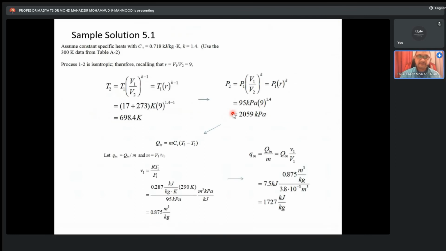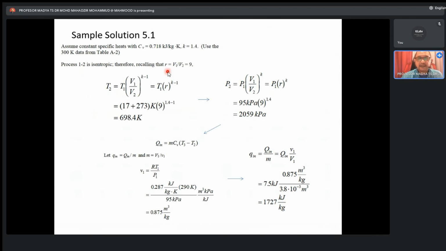To solve this problem, firstly, the assumption that you have to make is based on 27 Celsius or 300 Kelvin room temperature. So this is the Cp, Cv and k used. If you don't remember the values of these properties, just open the properties tables, table A2, and get the values there. So process 1-2 is isentropic.